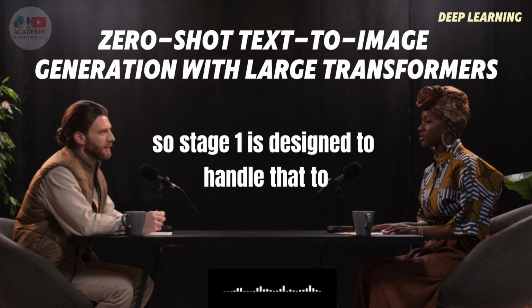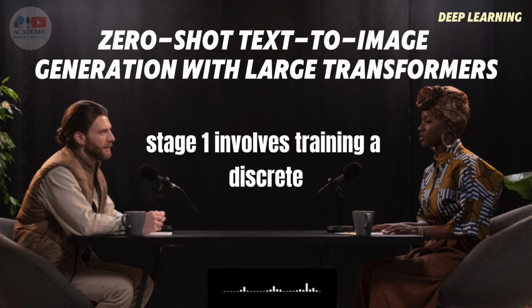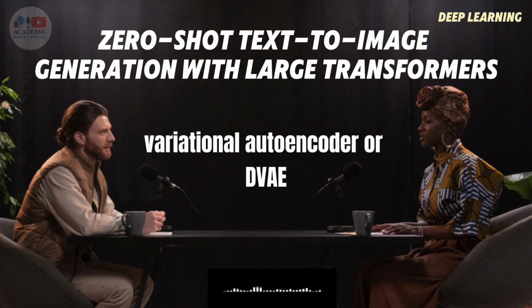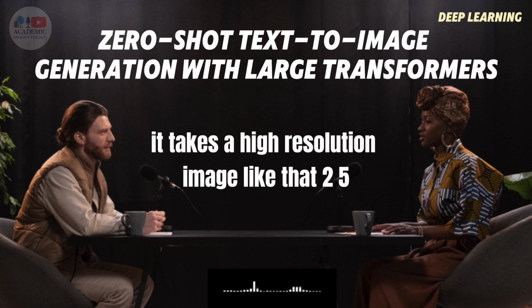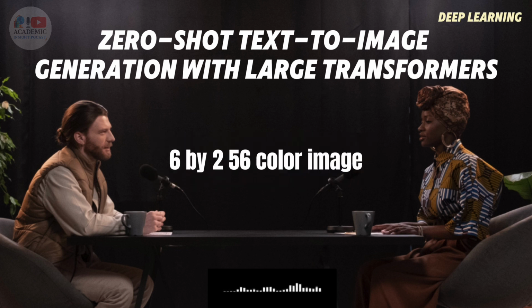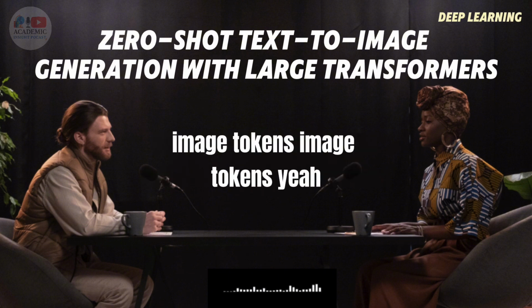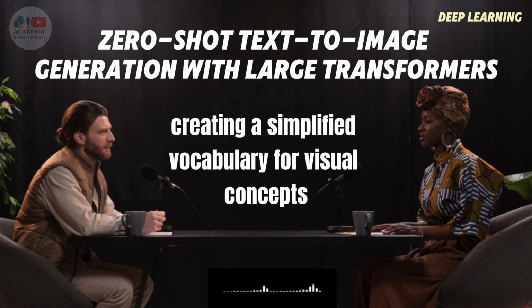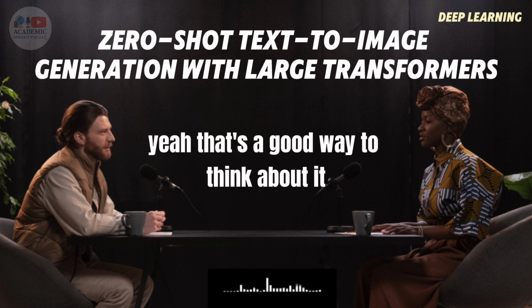The bigger picture. Right, losing the forest for the trees. So stage one is designed to handle that, to get around the pixel problem. Exactly. Stage one involves training a discrete variational autoencoder, or DVAE. Okay, DVAE. Think of this as a learned compression mechanism. It takes a high-resolution image, like that 256 by 256 color image, and compresses it down into a much smaller grid of image tokens. Image tokens. Yeah. Like creating a simplified vocabulary for visual concepts. Almost like words, but for picture parts. Yeah, that's a good way to think about it.